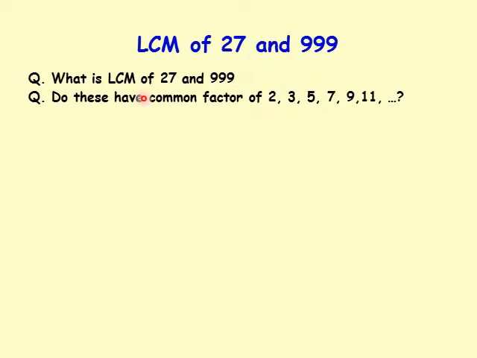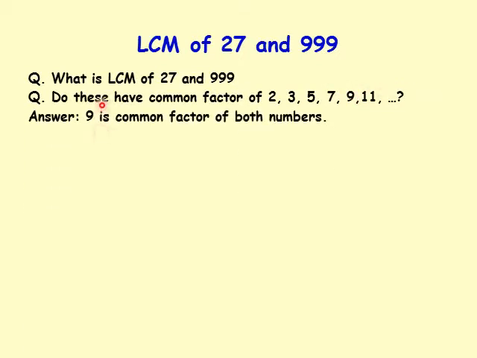Now look, LCM of 27 and 99, 999. LCM of 27 and 999. Let's continue here. What's LCM of 27 and 999? Let's continue. Do you see any common factors? 2, 3, 5, 7, 9, 11, which we know how to figure out.